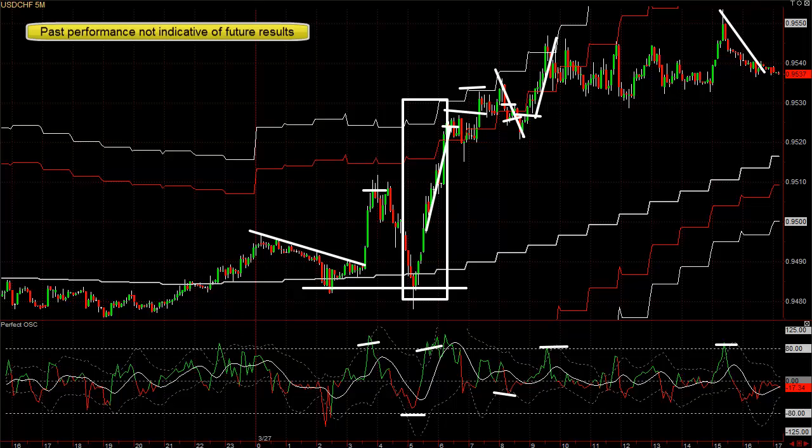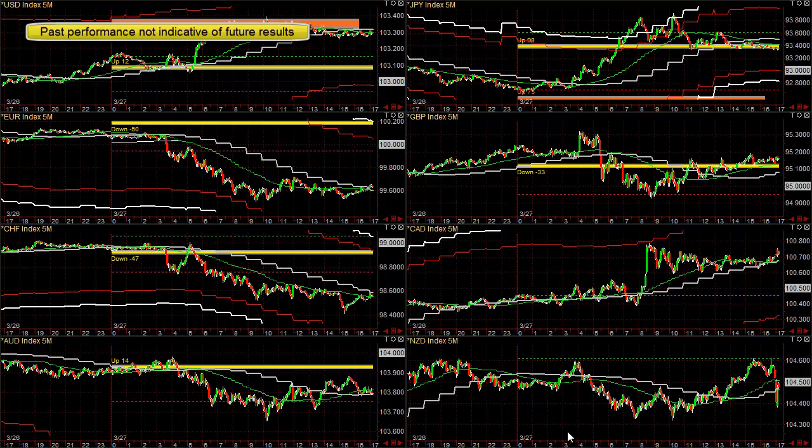So don't look down on a 10 pip move. In fact, if you just net 10 pips per day, you'll double your account every 2 months, risking 2% of your account per trade. All right, let's look at one more example for today's.